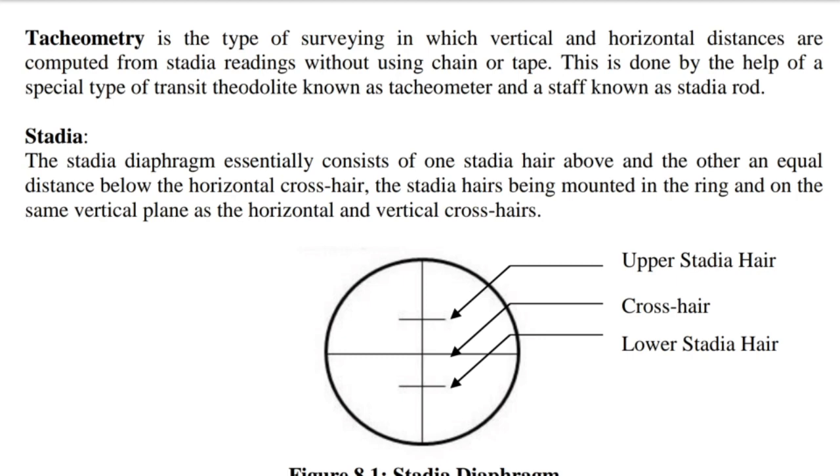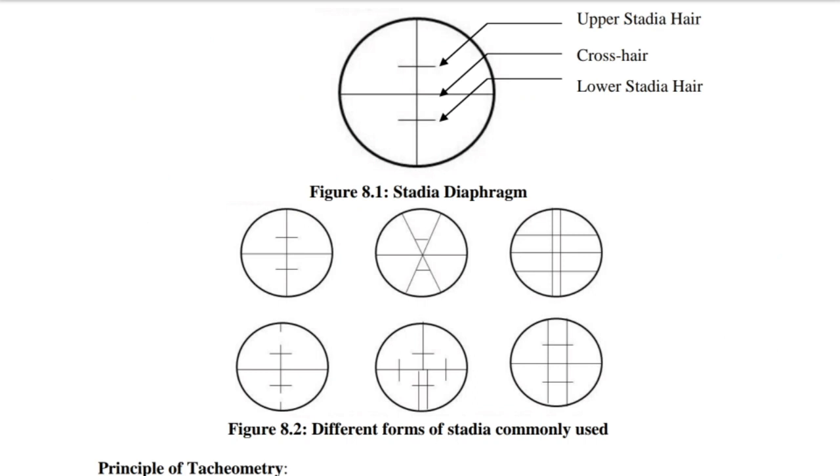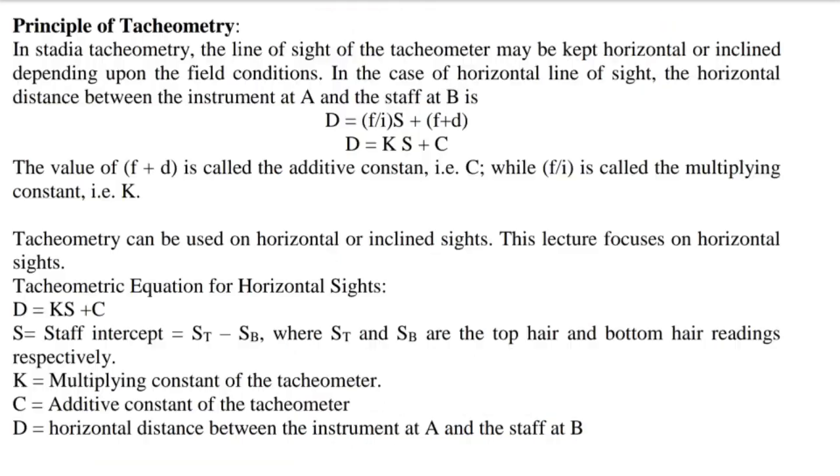Stadia. The stadia diaphragm essentially consists of one stadia hair above and the other at equal distance below the horizontal crosshair. The stadia hairs are mounted in the ring and on the same vertical plane as the horizontal and vertical crosshairs. Figure 8.1 shows you the stadia diaphragm. Figure 8.2 shows you different forms of stadia commonly used.